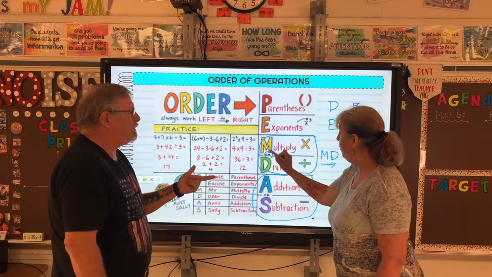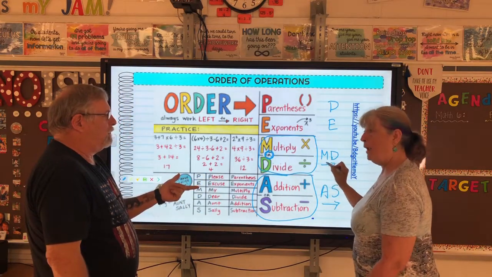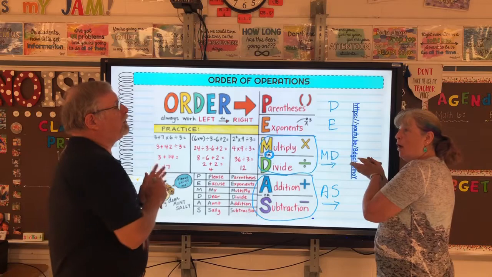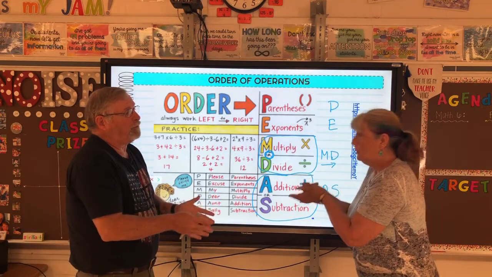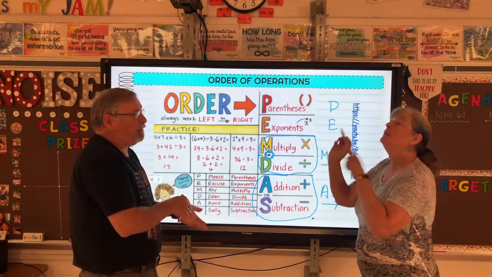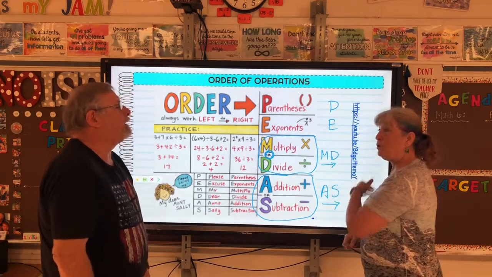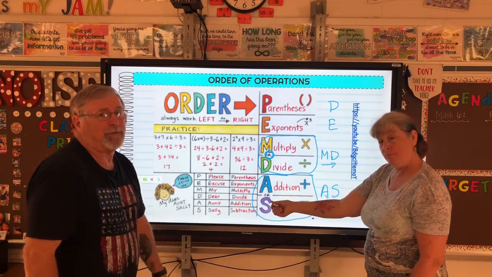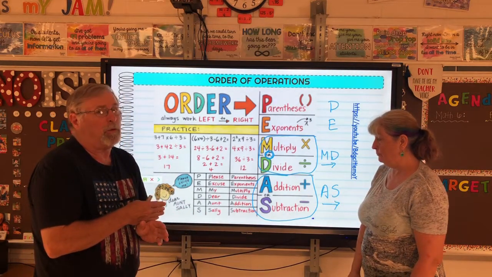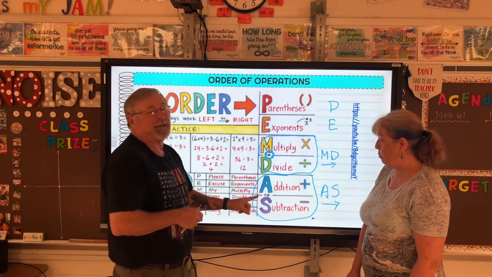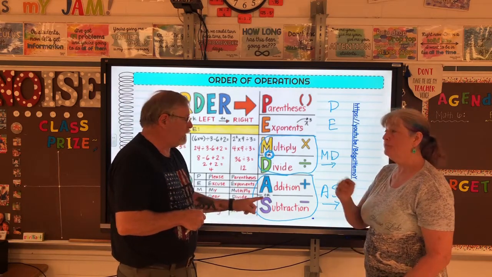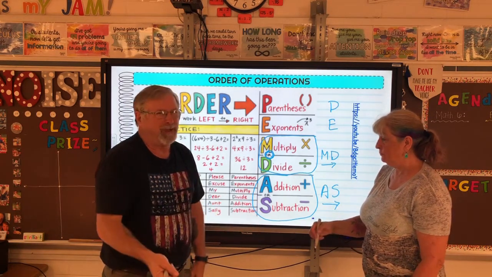Well, how do we know which one to do first? It's left to right, whichever one of those two we come across. So if the multiplication problem is first, we do it first, but if it's a division problem first, we do it first. Exactly. And when we're all done with those two, we go on to addition and subtraction. Again, those are equals. If we run into the addition first, we do it first. If we run into the subtraction first, we do it first.